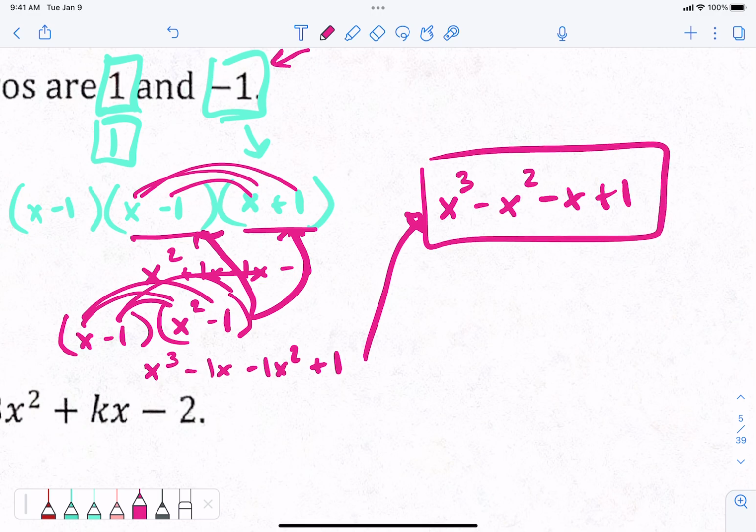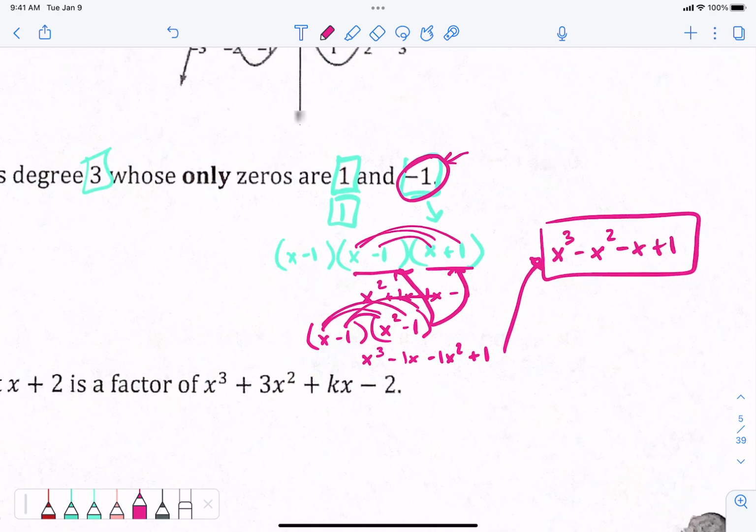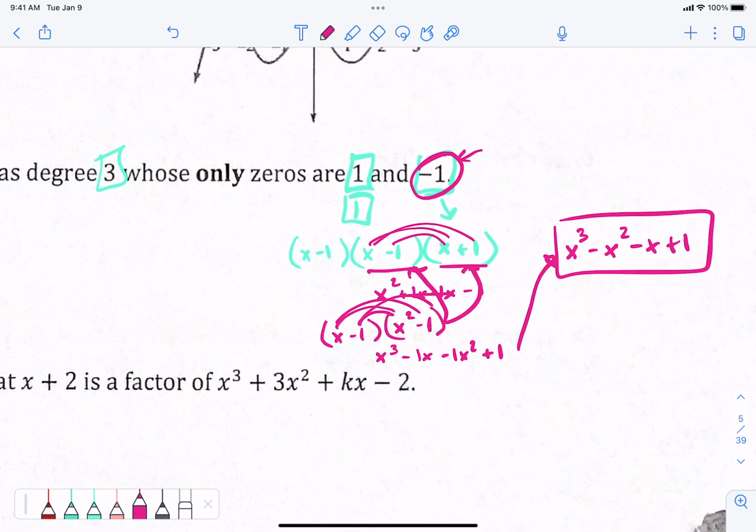If you chose to go the other route to have the -1 repeat twice, your minuses and pluses will probably be a little bit different in here, but you'll get a similar answer, and that one is acceptable as well. Okay, so that still is a degree 3, but my only zeros are 1 and -1. It's just one of those repeats more than once. Okay? Good, good?